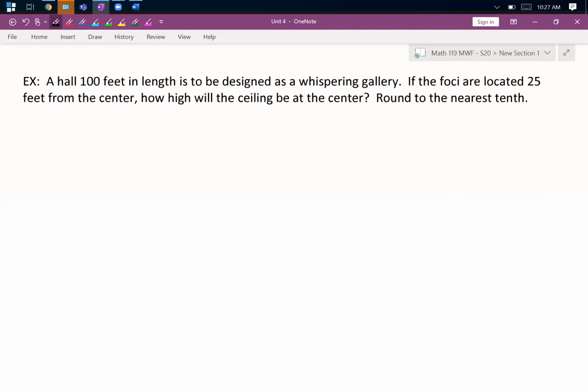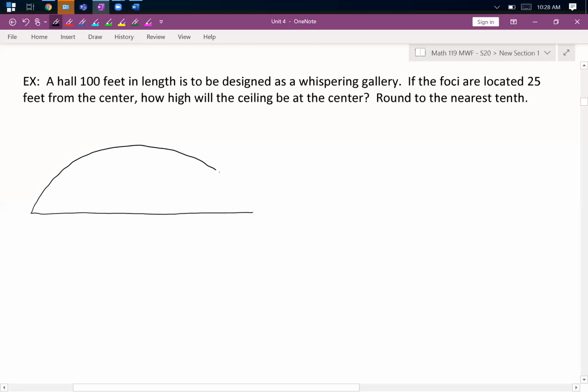Well, even though they didn't say anything about the x-axis coinciding with the floor and the y-axis being in the middle of the room, you want to do that every time. It just really makes your life so much easier. So here's the floor, and I'm making it coincide with the x-axis, and then I have this semi-elliptical room. Put my axes in.